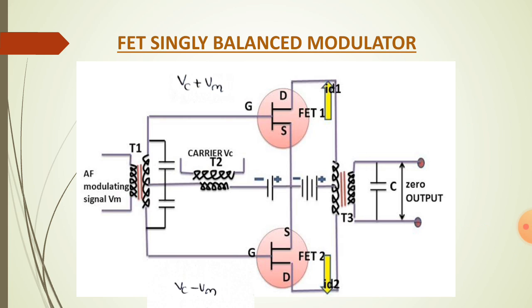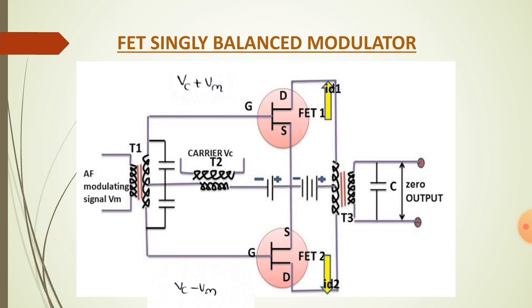Here the main component is the FET, the field effect transistor, which acts as the balanced modulator. That is, the field effect transistor finds the product of the input signals, the modulating signal and the carrier signal, and produces the corresponding output. Now we are going to discuss how the balanced modulator works.